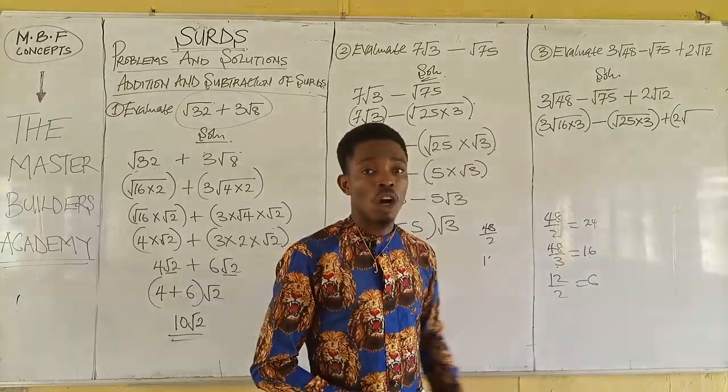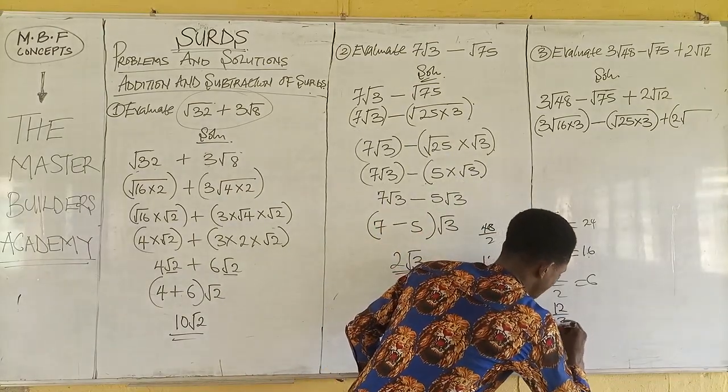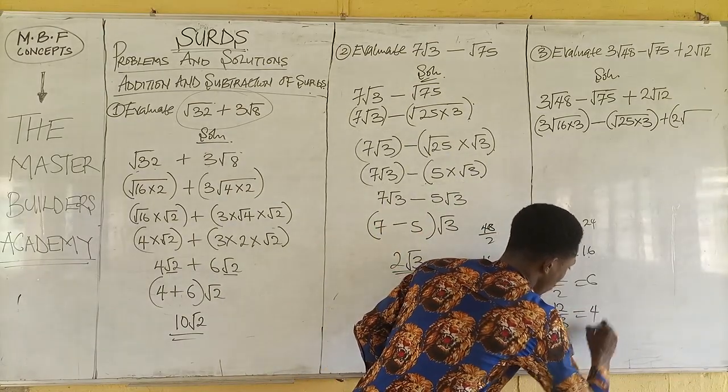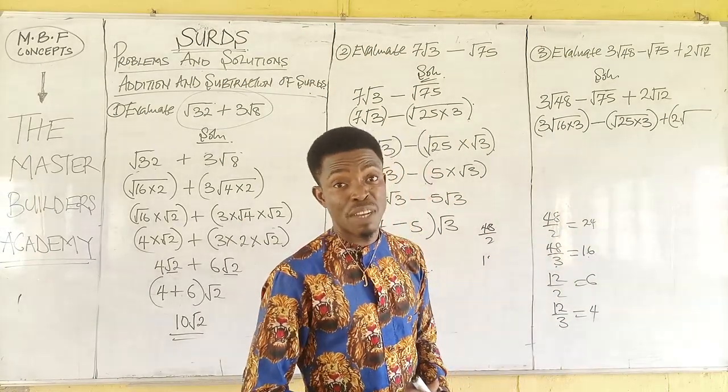But neither 2 nor 6 is a perfect square. Then we move ahead to the next number. 12 divided by 3 will have given us what? 4. 4 times 3 is 12. And between 4 and 3, one is a perfect square, which happens to be 4.